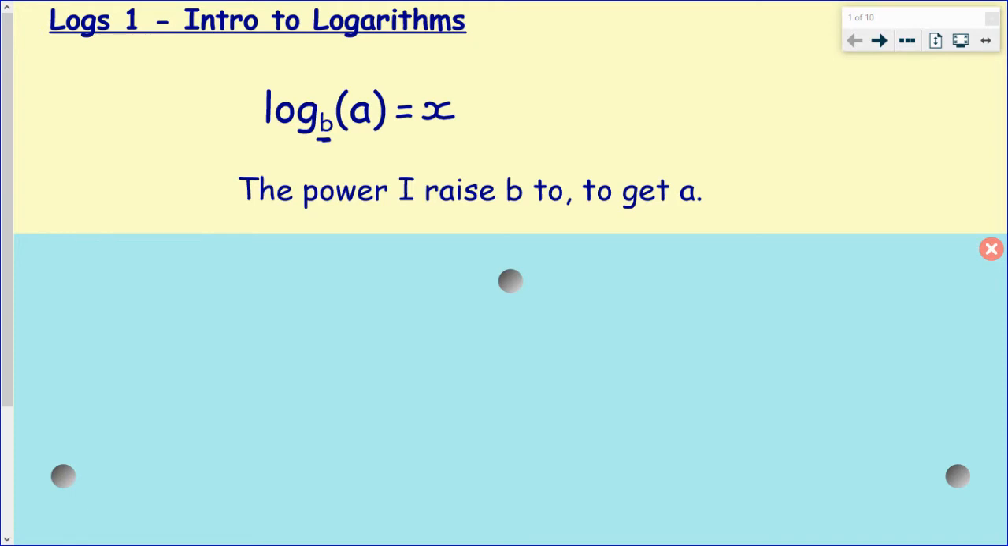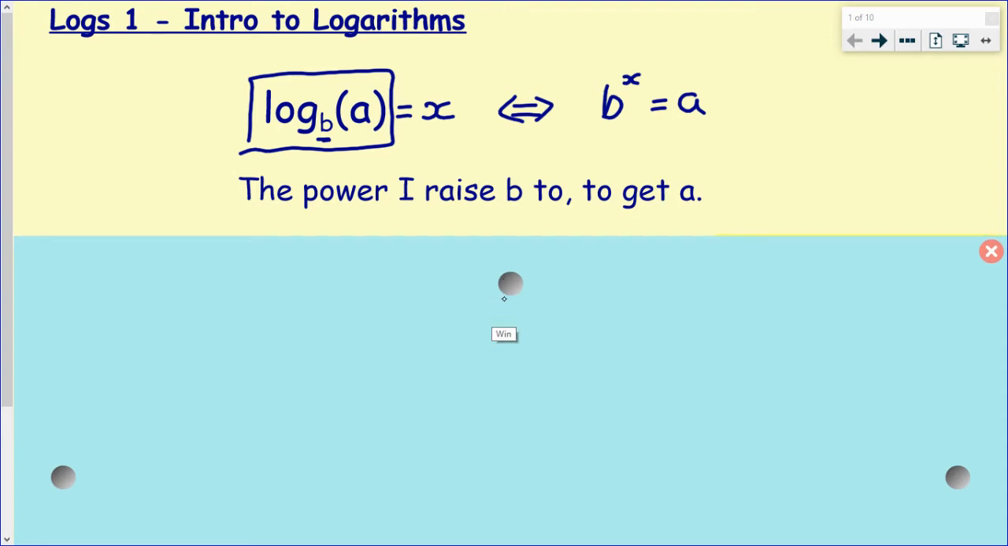So let's rewrite that as an equivalent statement in terms of power. So the power that I need to raise b to get a, and x is that power. x is this whole statement here. Okay, so let's have a look at some examples and play around with this idea.